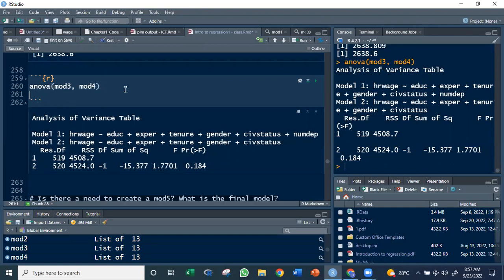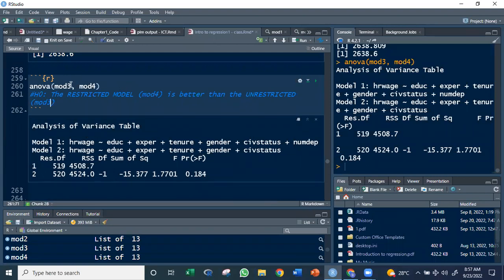Sulat na natin dito. Just to remind you, H null is that the restricted model, which, guys, just to clarify, model 4 yan, ha? Is better than the unrestricted. Si unrestricted, yung mas maraming variables, no? Which is model 3. Okay. Sa name natin, ha? Dito kasi kay Innova, iba yung pagpangalan niya. Alright, but what's important here is itong 0.184.